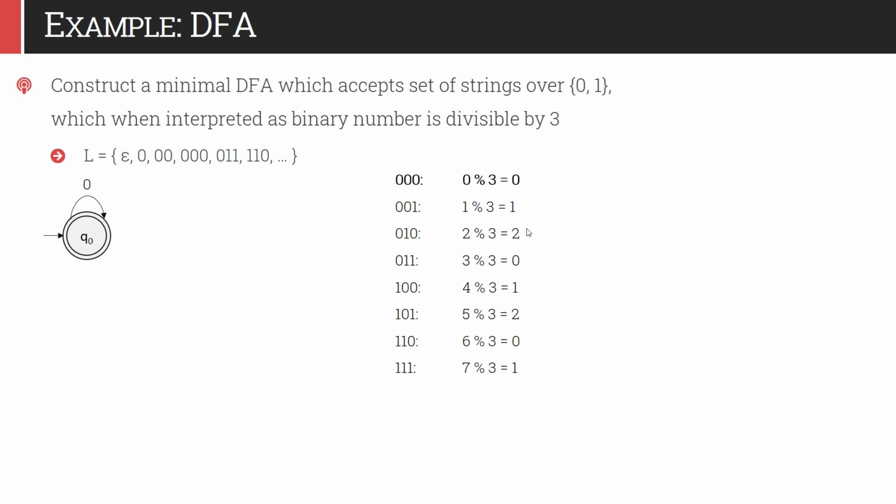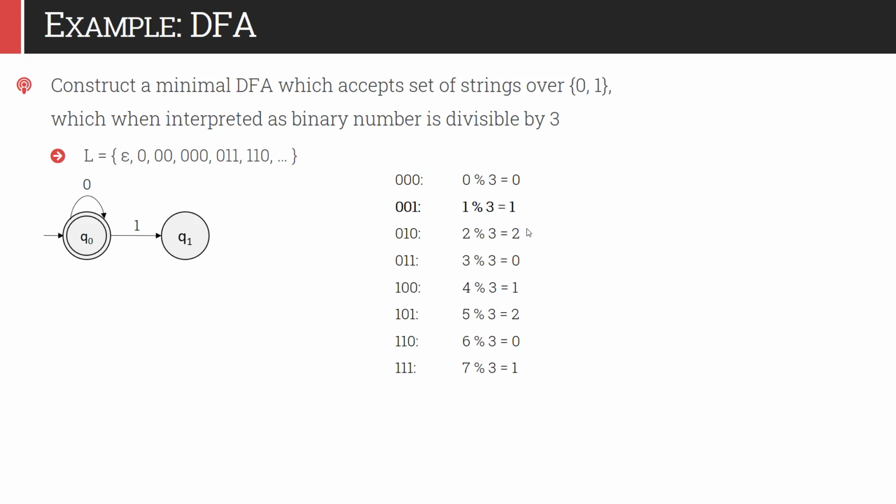So 0, 0, 0 or any number of zeros are accepted. If we read the first 1 after any number of zeros, it means we are going to state Q1. So Q1 indicates the remainder of the number is 1. Whatever binary number we are creating through iterating Q0 and then we read 1, that string will have equivalent decimal value 1, and 1 remainder 3 is 1.